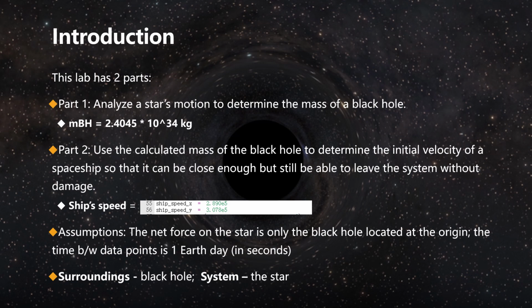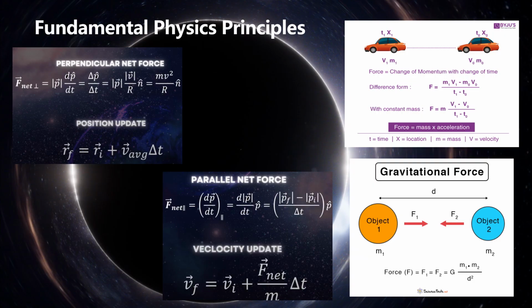So a brief preview of my results. The mass of the black hole is 2.4045 times 10 to the 34. And the ship speed is written here. Some fundamental physics principles used in this lab are perpendicular net force, parallel net force, the position update formula, the velocity update formula, and the gravitational force. And hopefully through this lab we can demonstrate Newton's second law of momentum, which states that the net force is equal to the change in momentum over the change in time.